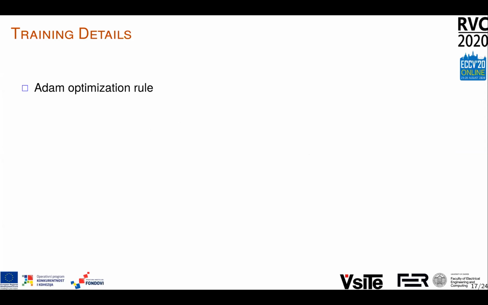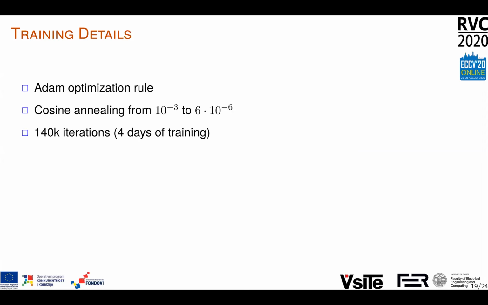We optimize the parameters using Adam. Learning rate is set using cosine annealing. In total, there were 140,000 training steps, which took roughly 4 days to train.